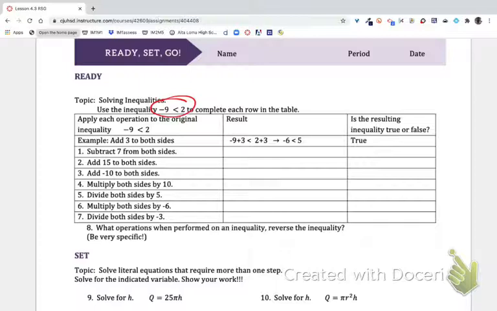So for number 2, add 15 to both sides. Well, you would take -9 plus 15 less than 2 plus 15. This would get us 6 is less than 17, which, yes, that is definitely true.